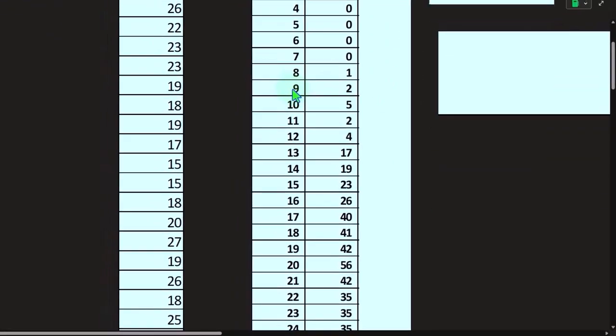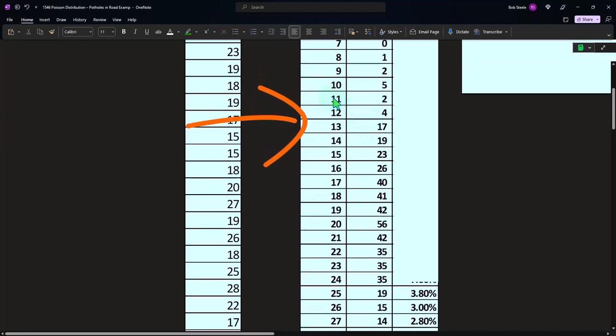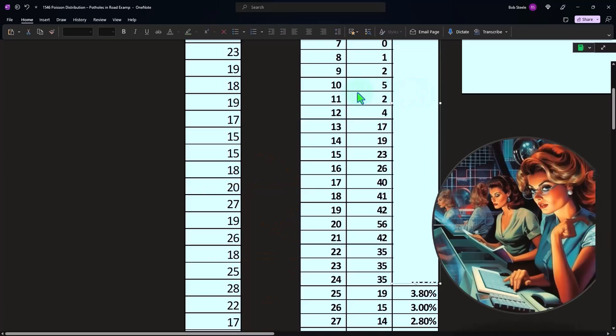So down here, we had 8 potholes in the 100 miles one time. In all the 100 mile counts, we had 9 potholes 2 times. In the 1,000, I think we did it 1,000 times of 100 mile counts, we had 10 potholes 5 times. And we had 17 potholes 40 times.